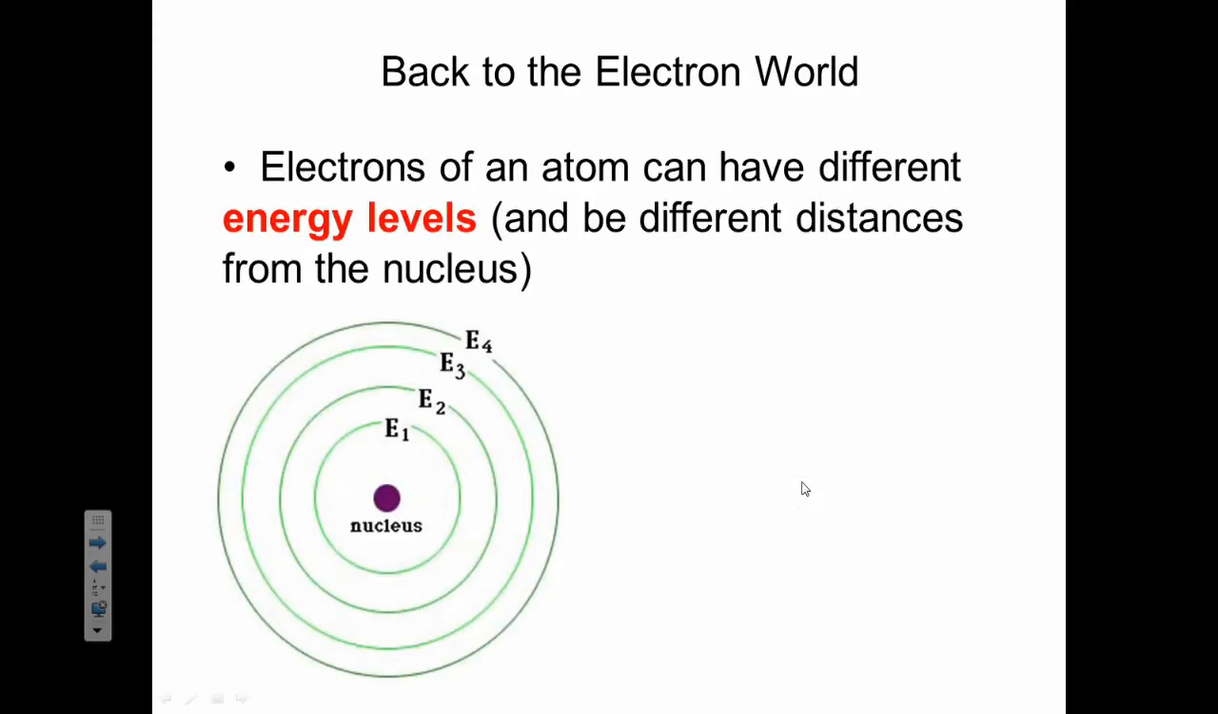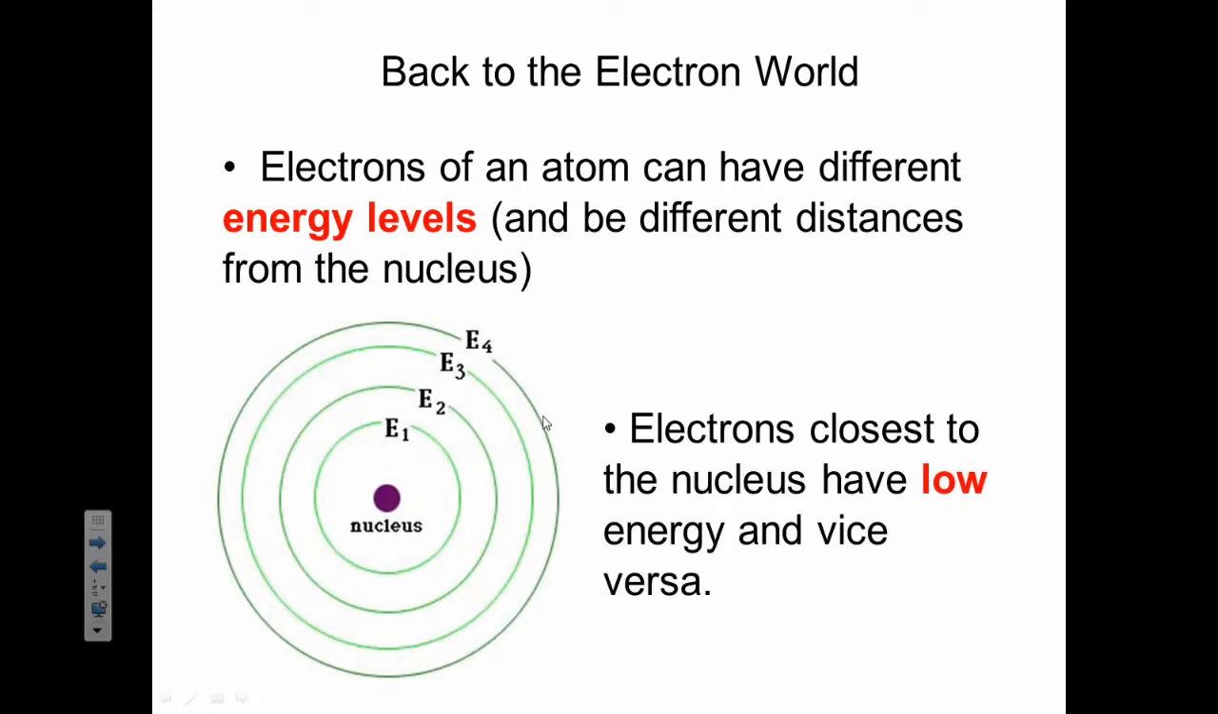Alright, back to the electron world. Electrons of an atom can have different energy levels. They can be different distances from the nucleus. Electrons that are closest to the nucleus have a lower energy state than the electrons that are further away. Those have a higher energy.